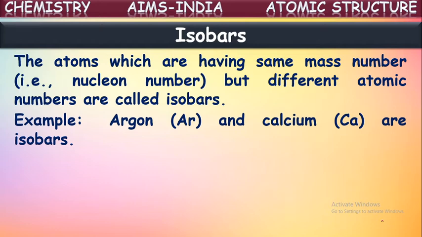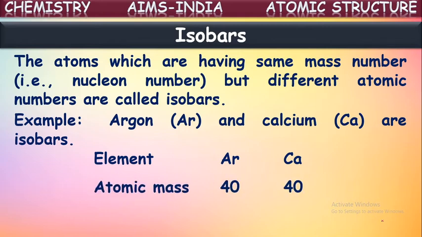Let us see their numbers of fundamental particles. For the elements argon and calcium, the mass number is 40 and 40. Both have the same mass number, but their atomic numbers are 18 and 20. The argon atomic number is 18, whereas the atomic number of calcium is 20. Both have different atomic numbers, but the same mass number, 40 each. This is, of course, due to the different number of neutrons.